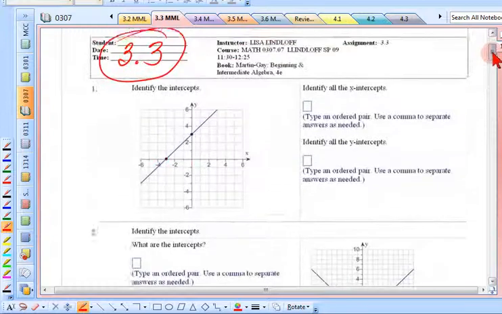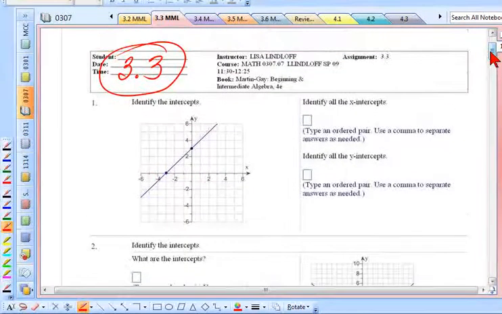Question number 1. It says, identify the intercepts, and it starts out by saying, identify the x-intercepts. I'm reading the question right here. Identify all x-intercepts. Type an ordered pair. Use a comma to separate answers as needed.